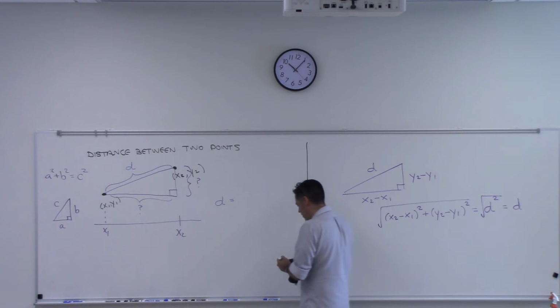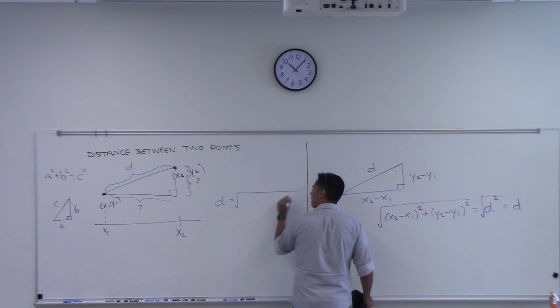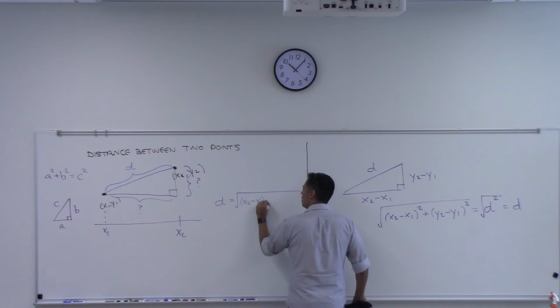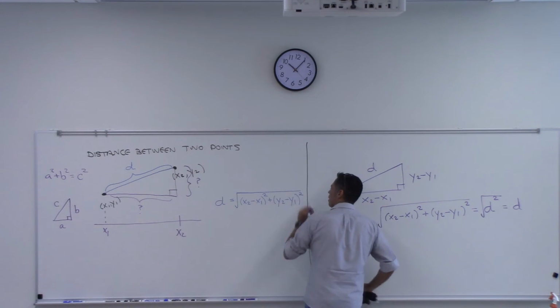So the formula is, if you look it up in the back of a book or something, it looks terrible. It's not that bad though. The square root of x2 minus x1 squared plus y2 minus y1 squared. There we go.